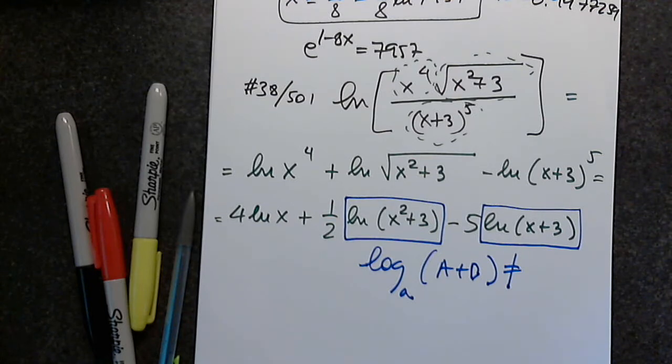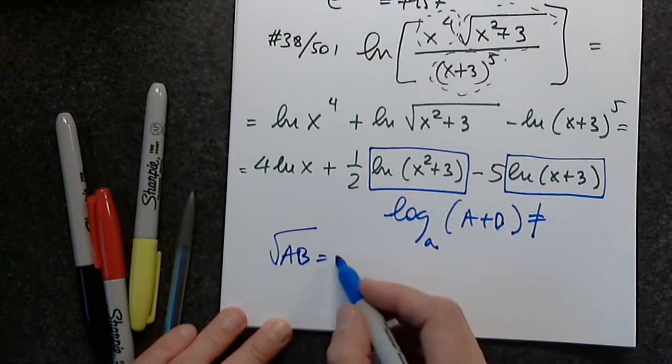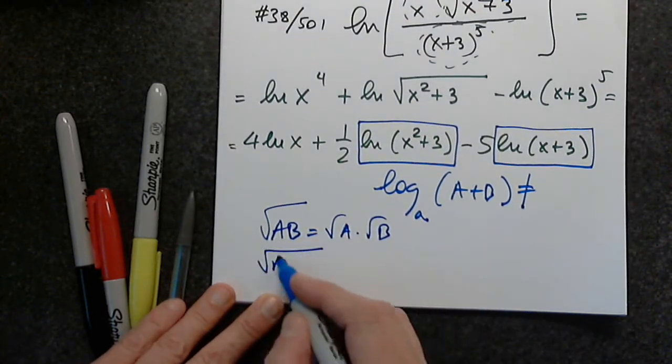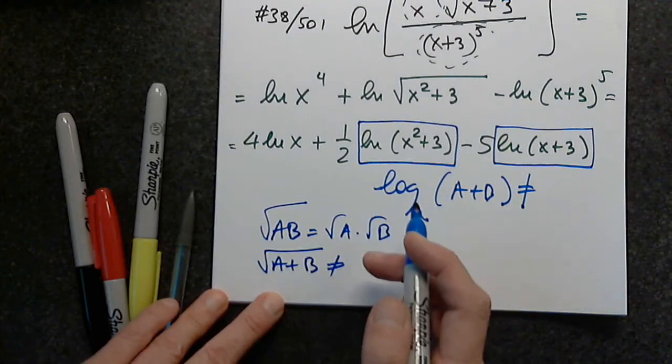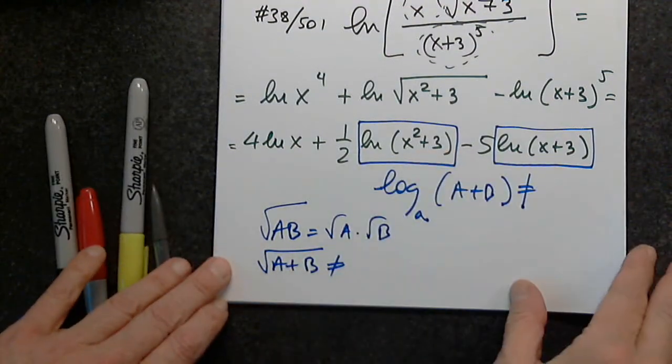Remember the same thing with the square root. I can take the square root of AB and simplify it if you want, like this. But if the quantity underneath is a sum or a difference, I can no longer do anything. Same thing here. So the log function has only three properties: for a product, for a ratio, and for a power. Not for a sum, not for a difference. I know it's tempting, but you can't simplify this any further.